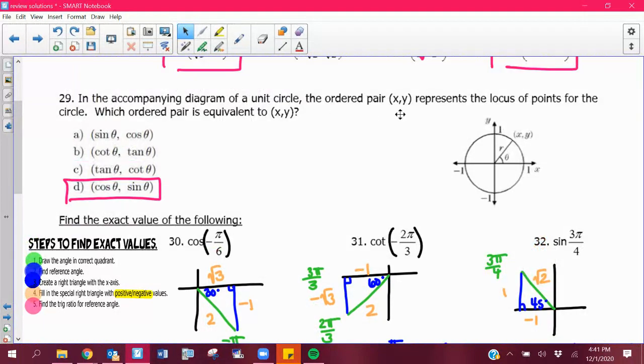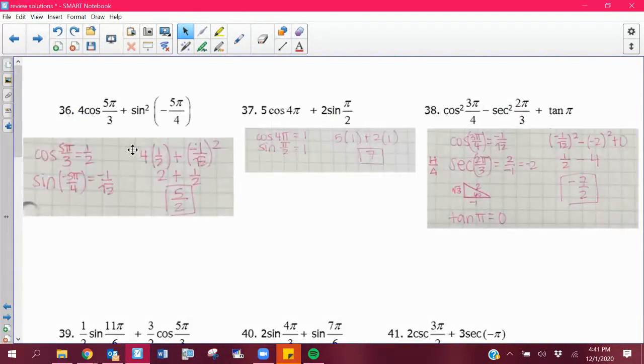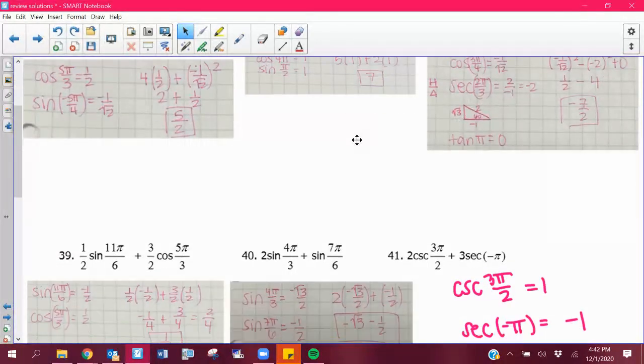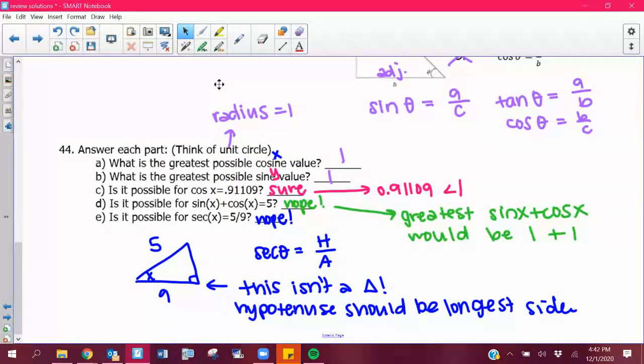Again, this question is just asking you what's x, y. Well, it's cosine, sine. Here's how to find exact values. And then that last page goes into some of the trickier ones where you actually have to find the pieces and then plug them back into an expression to get a numerical answer. Okay. Good luck.